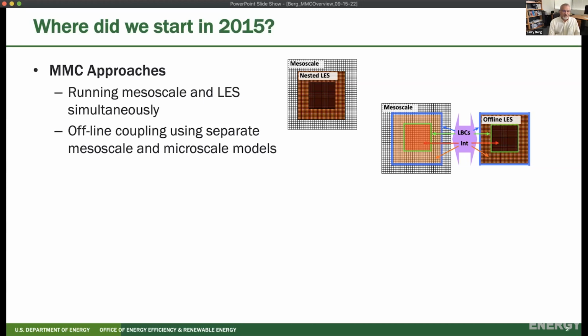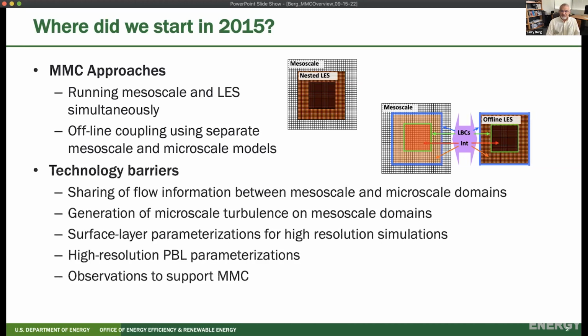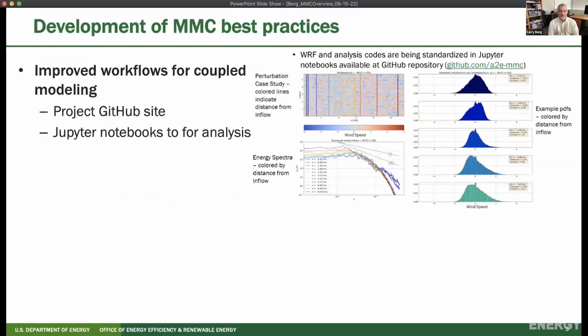We also listed a number of technology barriers. These were really the things that we felt like we wanted to address. And I was somewhat relieved as I looked over these technology barriers to see how well they map to the work that we actually did over the lifespan of the project. The barriers we identified then were sharing of flow information between the mesoscale and microscale domains, the generation of microscale turbulence on the microscale domains themselves, surface layer parameterizations for high resolution simulations, high resolution PBL parameterizations, and then observations to support MMC. So I think that we've heard a lot of progress on these topics over the last 2 days. Elliot just provided a really nice overview in terms of the software packages and the software tools that we've developed as part of the project.